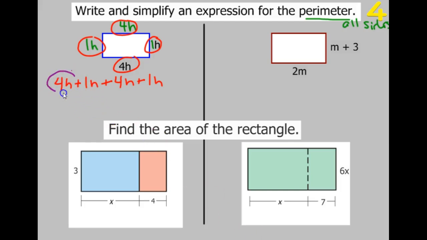So combining all our like terms, 4 plus 1 is 5. 5 plus 4 more is 9, plus 1 more. They're all H's, so we can add them all up to give us 10H.